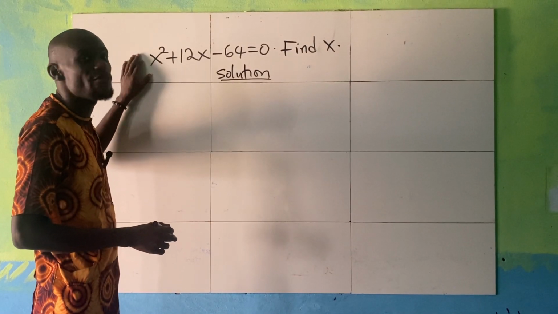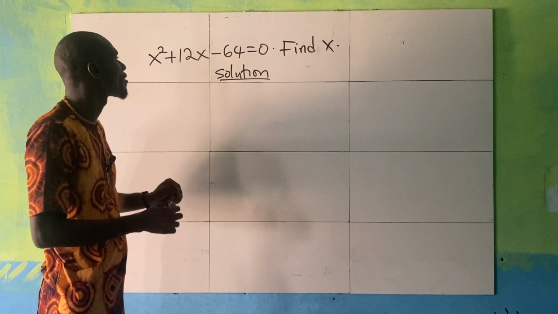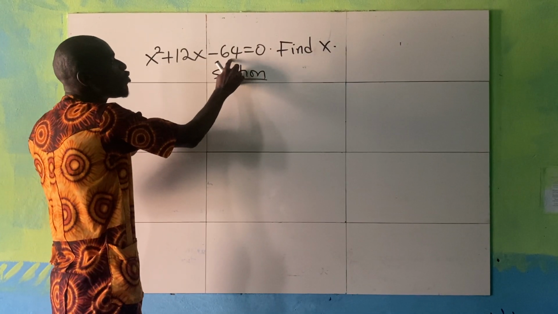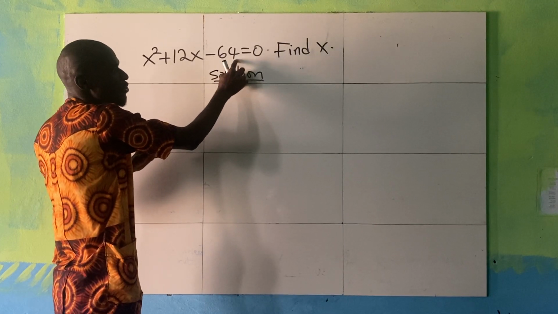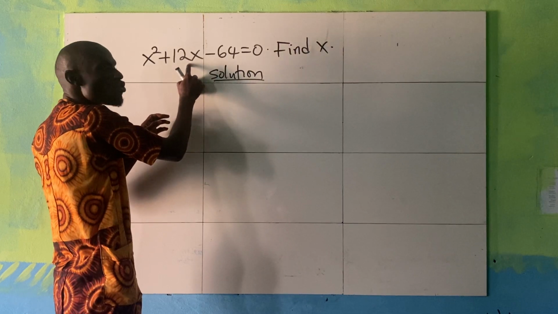Looking at the board, we have a quadratic equation that we have to find the value for x. So let us begin. Now what we are going to do, we are going to look for two numbers that we are going to multiply. It will give us minus 64. And when we add those numbers up, it will give us 12.